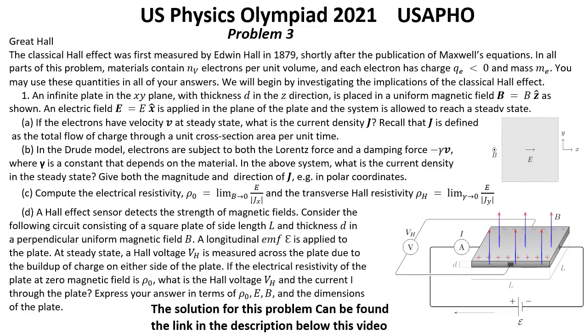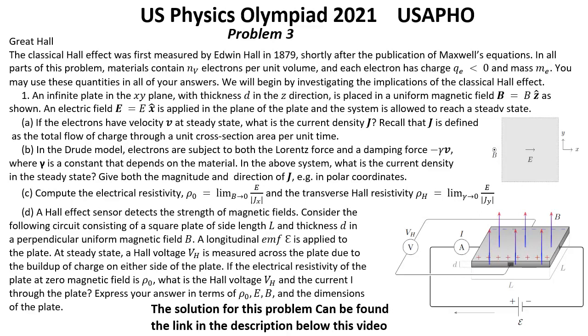equations. In all parts of this problem, materials contain NV electrons per unit volume, and each electron has charge QE less than 0 and mass ME. You may use these quantities in all of your answers. We will begin by investigating the implications of the classical Hall effect.